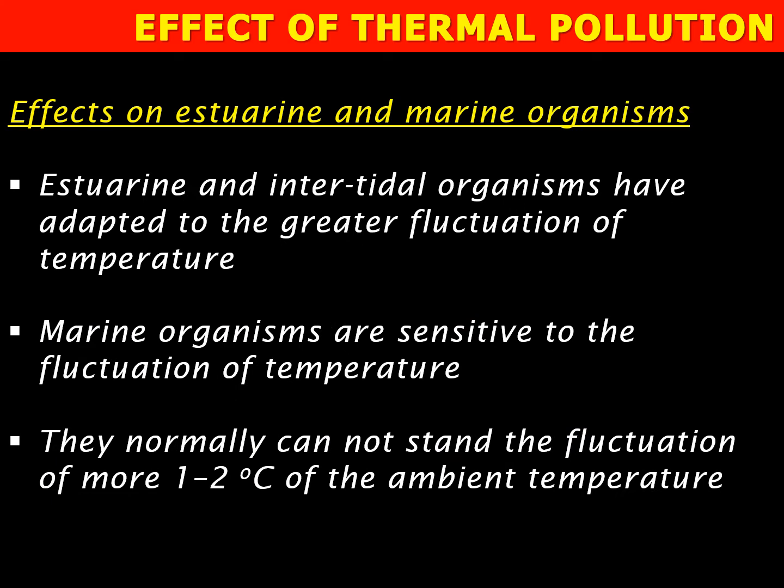Effect on estuarine and marine organisms. Estuarine and intertidal organisms have adapted to the greater fluctuation of temperature, so the effect is not significant to these organisms. However, marine organisms are sensitive to the fluctuation of temperature. They normally cannot stand a fluctuation of more than 1 to 2 degrees Celsius from the ambient temperature. For example, coral reefs.